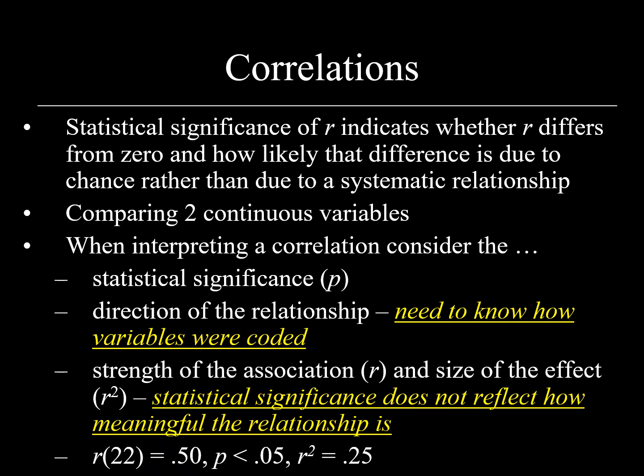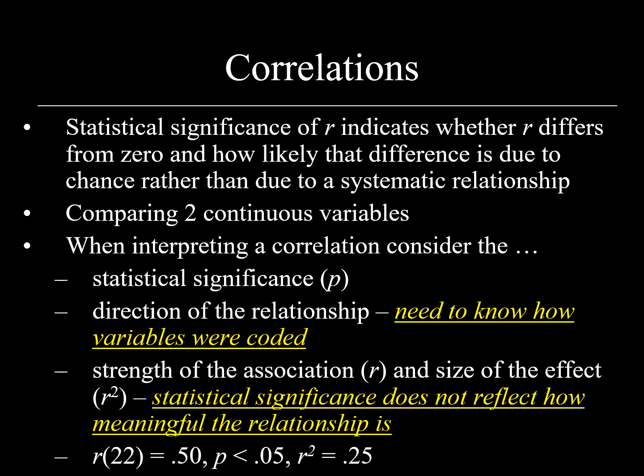So let's just briefly review correlations. The statistical significance of r, which is the test statistic, indicates whether r differs from 0 and how likely that difference is due to chance rather than due to a systematic relationship. So what r is looking for is simply, is there a meaningful pattern? Is there a relationship? When we get a value of r, it tells us how strong that relationship is. And our statistical significance tells us whether or not that is due to systematic differences that we'd be likely to find in other samples, or is small enough that it could just very well be random noise.